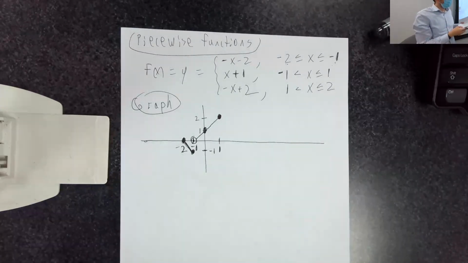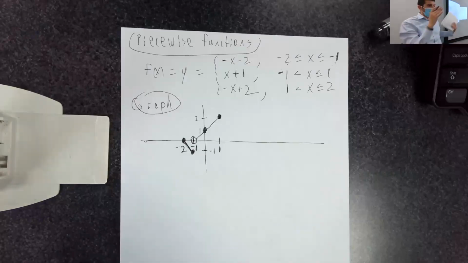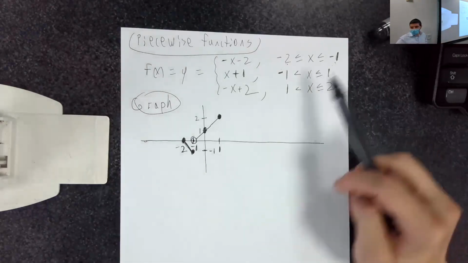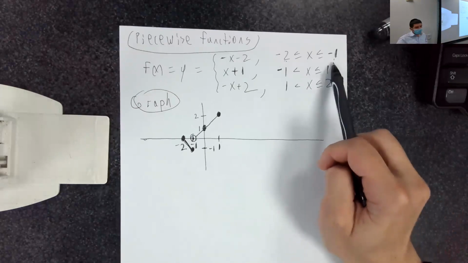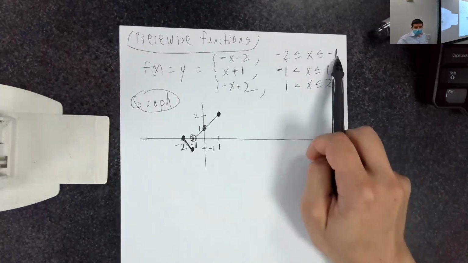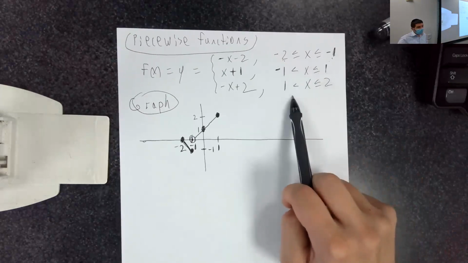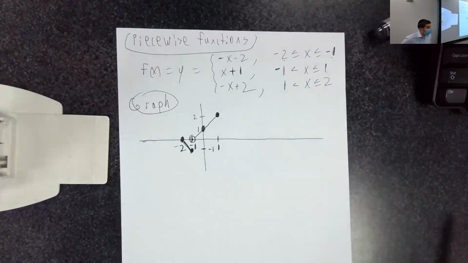This would be considered a function because it passes the vertical line test. That's right. As long as I could glue whatever I want together, as long as I pass the vertical line test. And the way you know it'll pass the vertical line test is you could just look here. -2 to -1 does not overlap with -1 to 1, does not overlap to 1 to 2. So I never overlap. Okay, good.